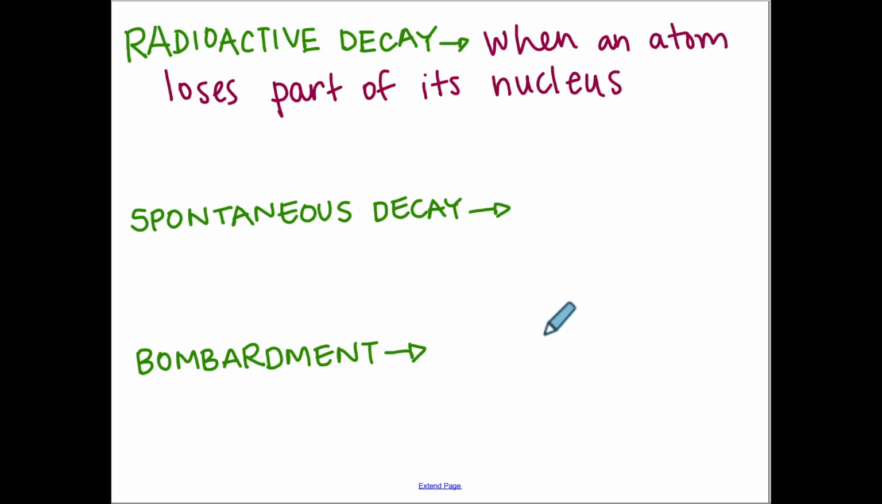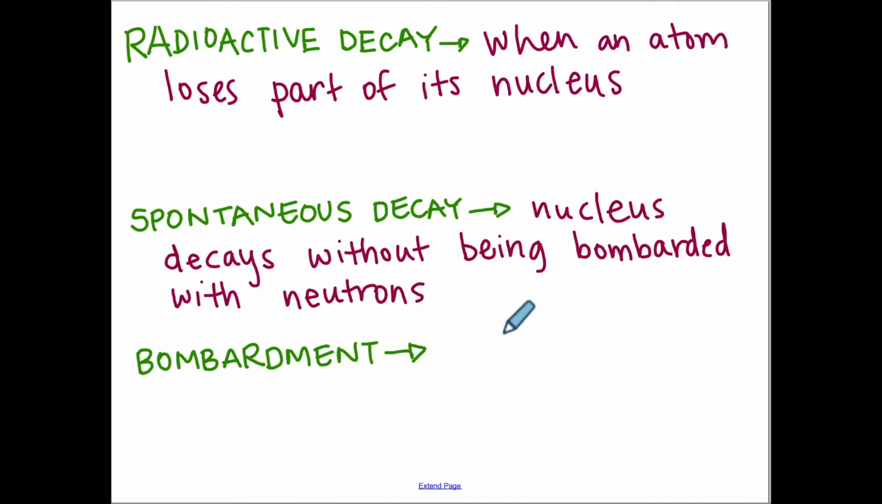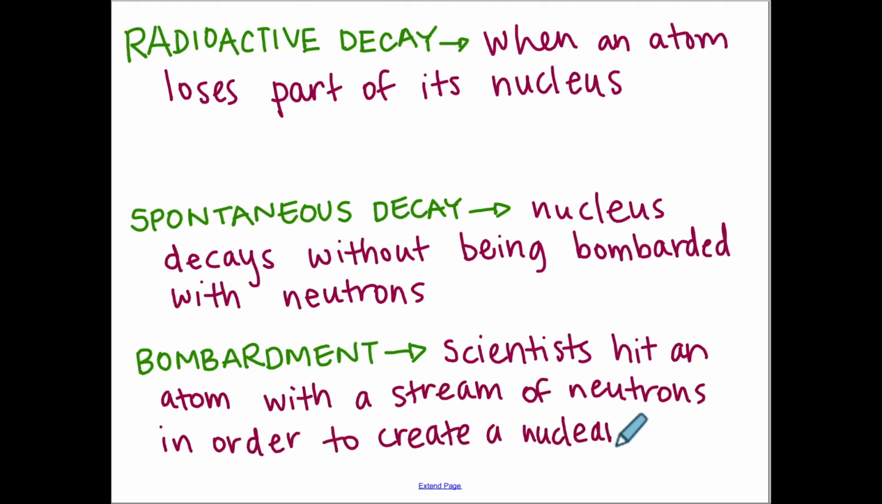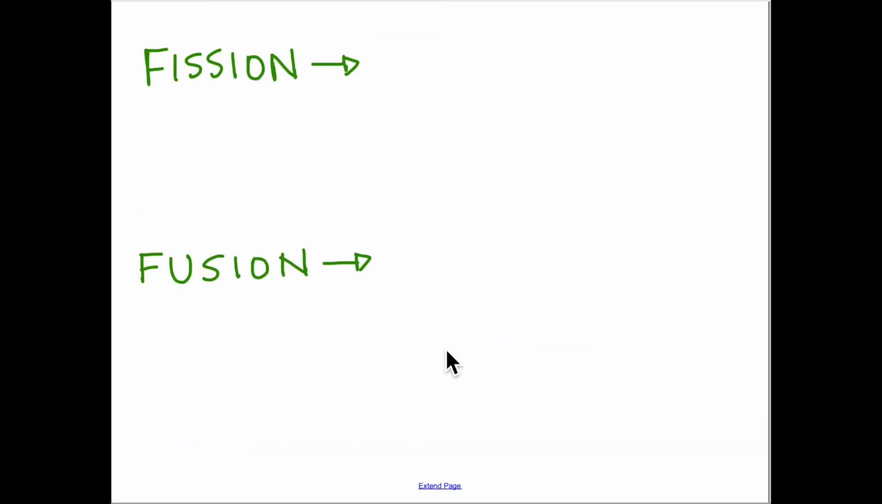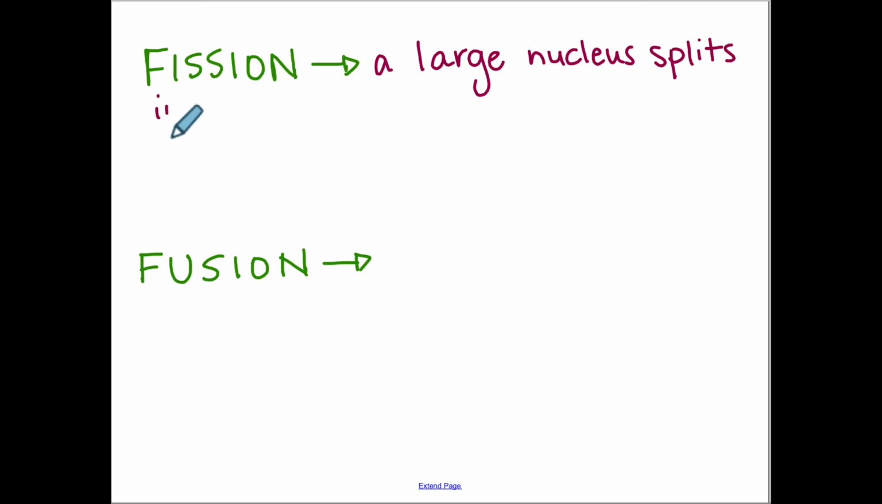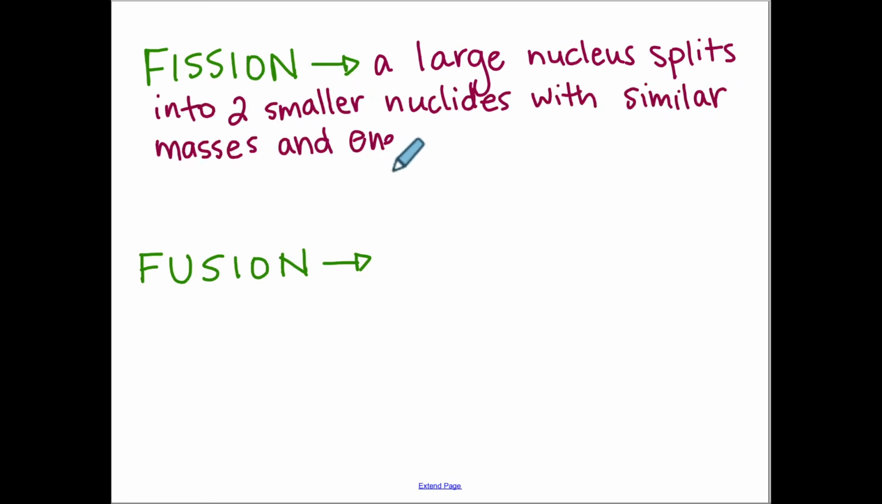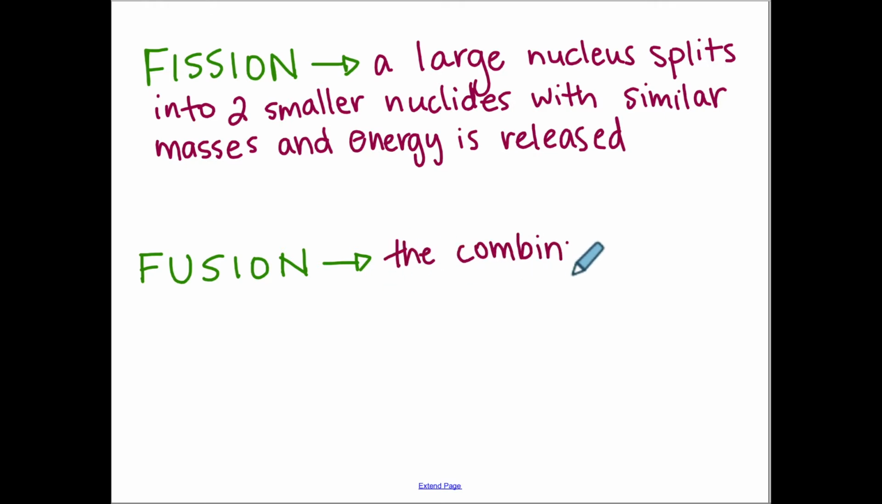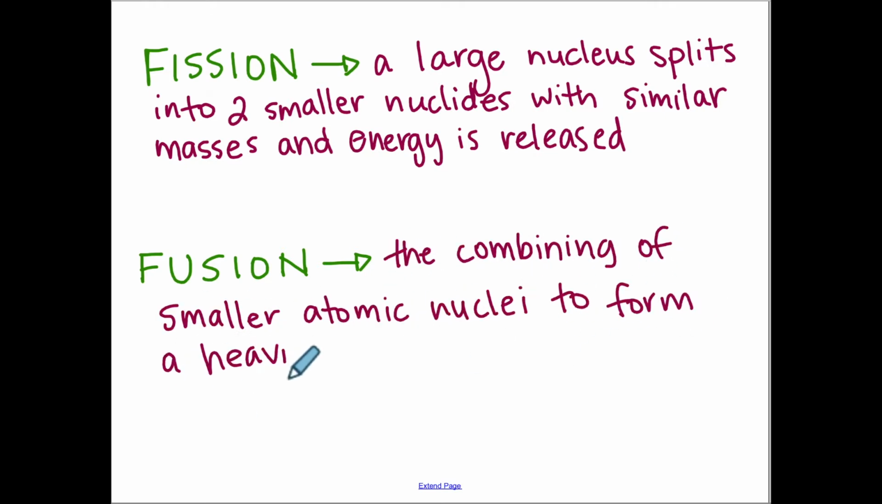Radioactive decay can happen spontaneously, when a nucleus decays without being bombarded with neutrons, or it can happen due to bombardment, which is when scientists hit an atom with a stream of neutrons in order to create a nuclear reaction. Nuclear fission occurs when a large nucleus splits into two smaller nuclides with somewhat similar masses and energy is released. Nuclear fusion is the combining of smaller atomic nuclei to form a heavier nucleus.